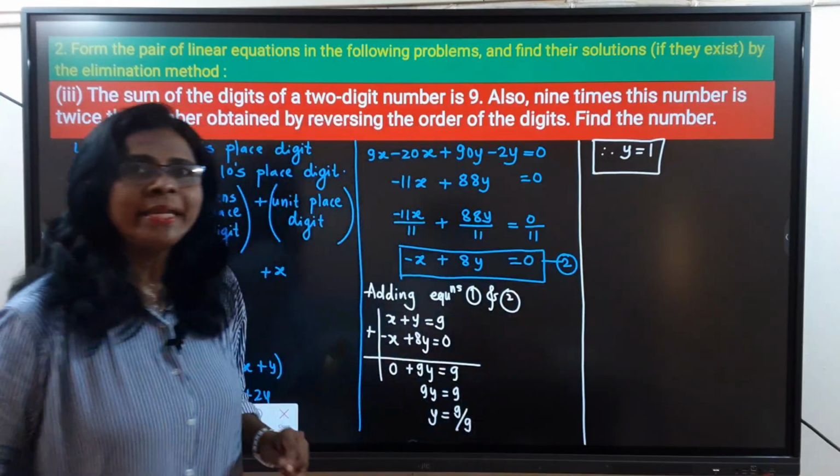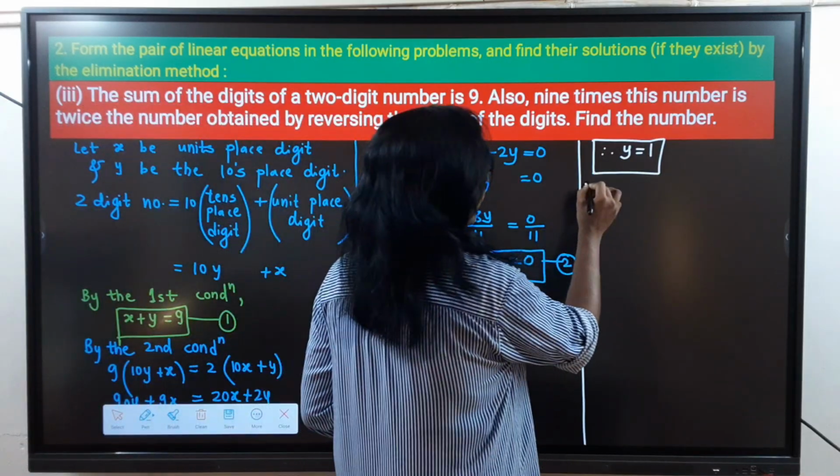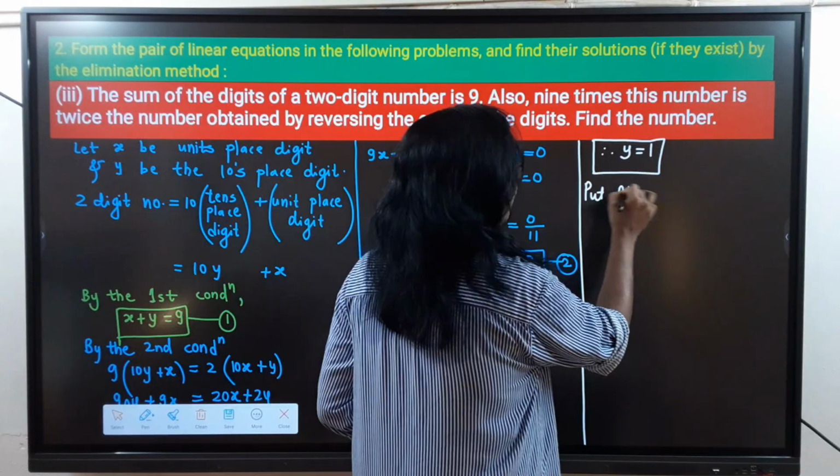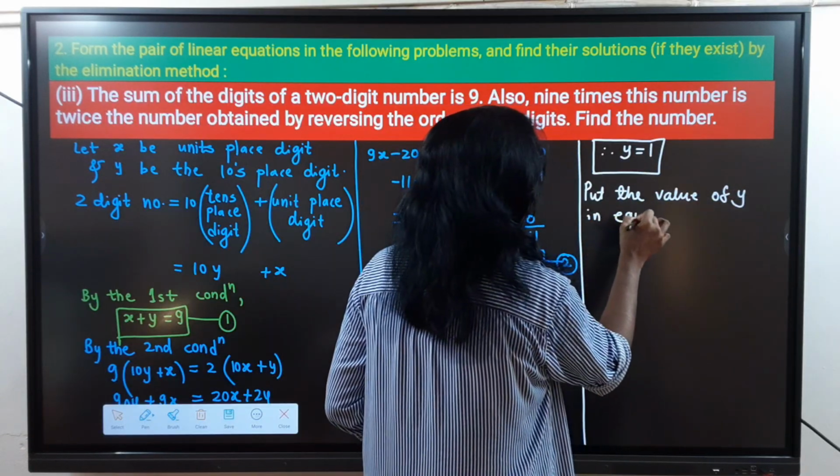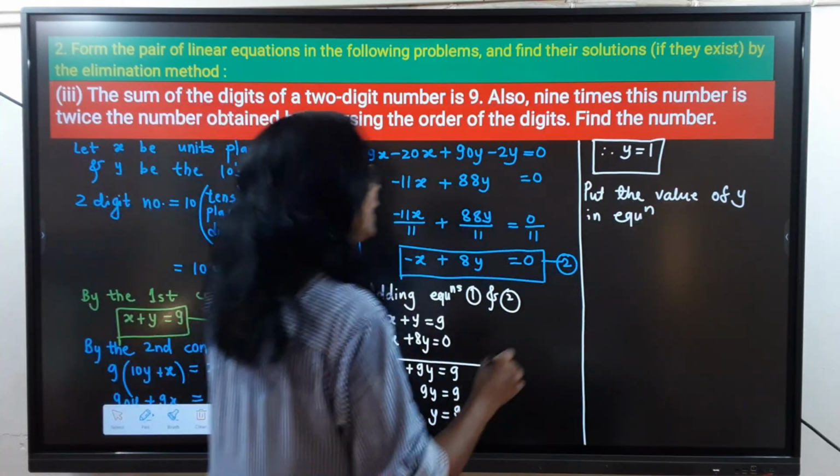Now, students, y is equal to 1. Now put this value of y in equation 1.